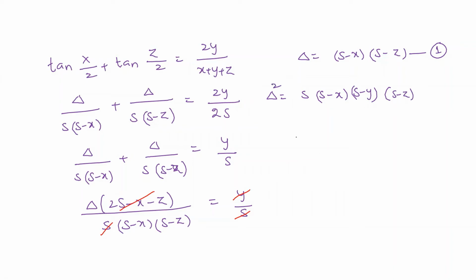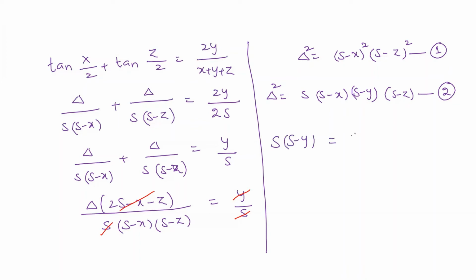Now if you take the square of the first relation, what are we going to get? Delta square can be written as s minus x whole square and s minus z whole square. So that is what we got here, right? Now if I equate these two expressions, from the first and second, we can simply write that these two are delta square only. So one of the s minus x gets cancelled from here, one of the s minus z gets cancelled here, and we will be left with only s into s minus y.